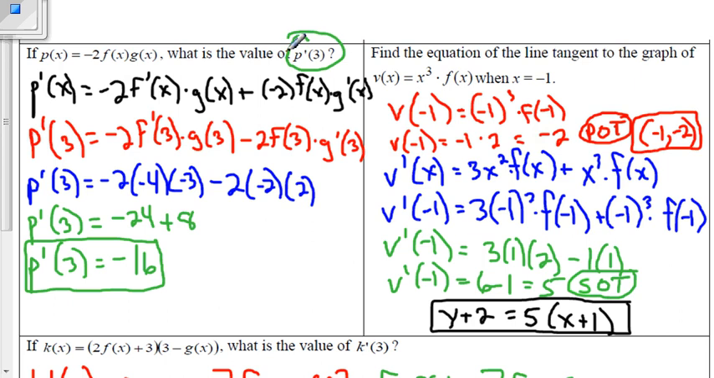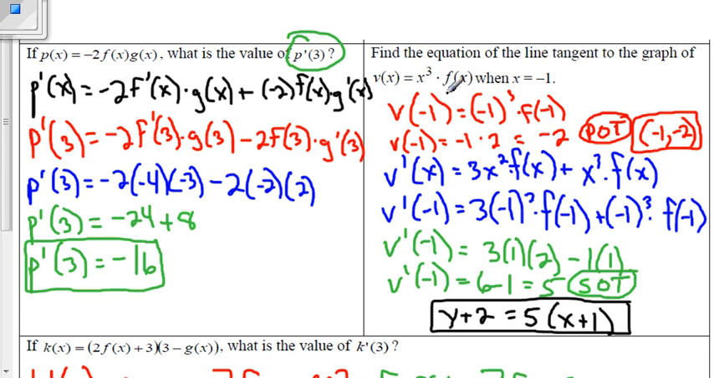And we're finding it when x equals 3. So every place I see an x, I'm going to substitute in 3, and use my data table. The derivative of f at 3 is negative 4. The original function of g at 3 is negative 3. f of 3 is negative 2. g prime of 3 is 2. Simplify, and we get the derivative of p at 3 is negative 16.